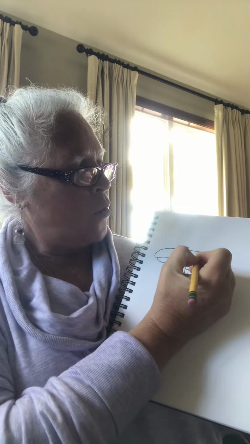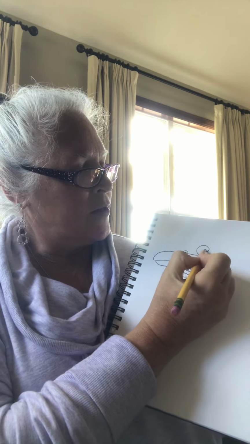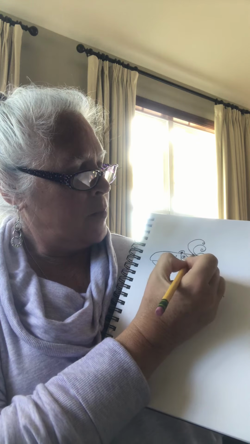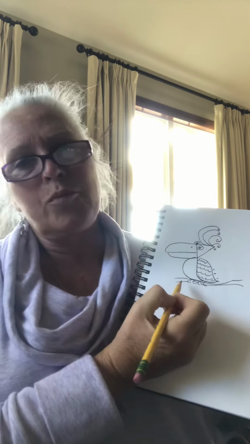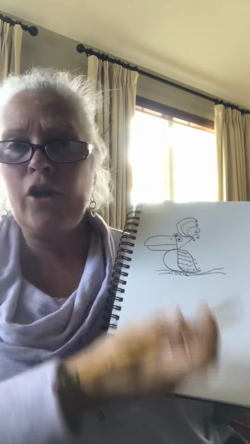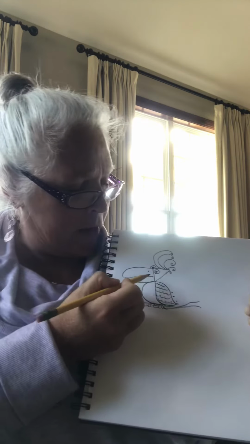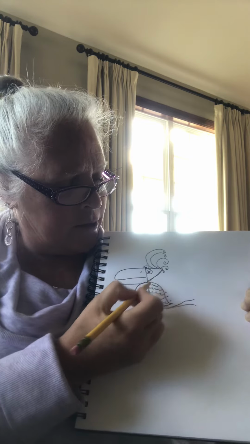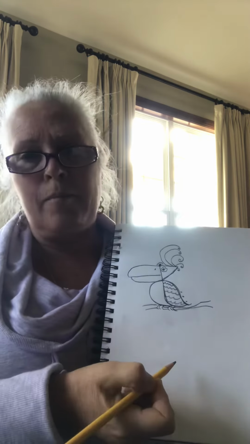Now, if I want to, I can give him his hairdo. And I'm going to give him a big Elvis Presley hairdo. All right, and there you go. There's my bird using the letter K. So remember, here's my K. So I've just disguised my letter K inside my bird.